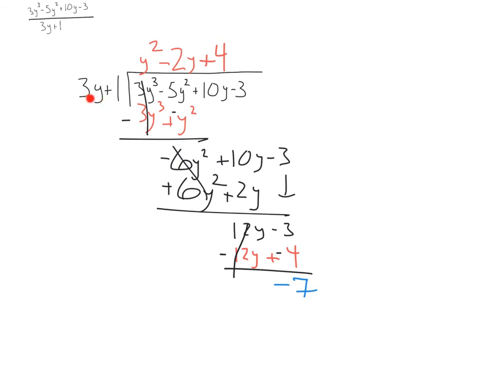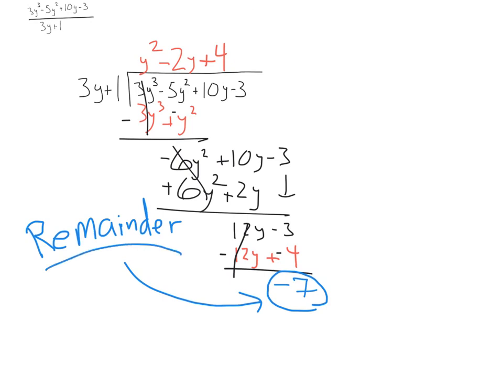And nothing times 3y is going to give us a negative 7. We could see that this degree of y, in other words, since there's no y, is less than this starting point, 3y. Oh, I hear a train. Choo-choo, choo-choo. And in this case, this negative 7 right here is special. That is going to be our remainder.